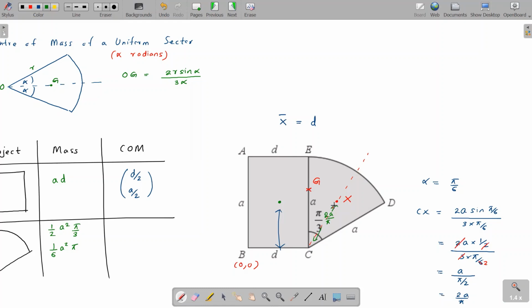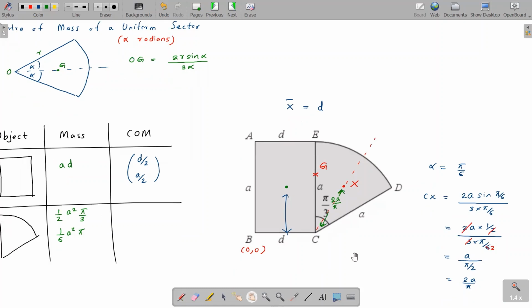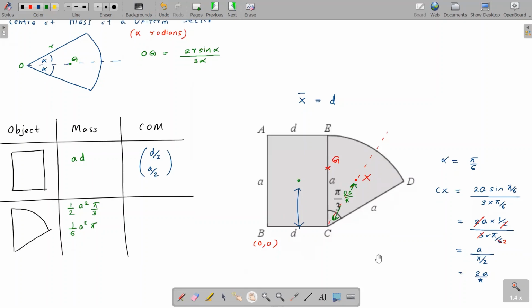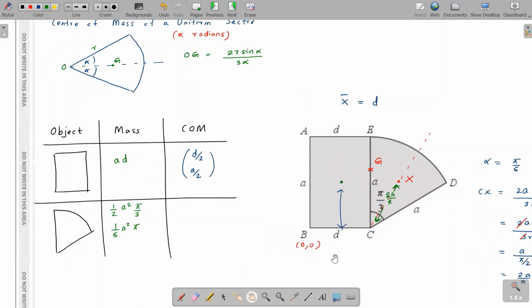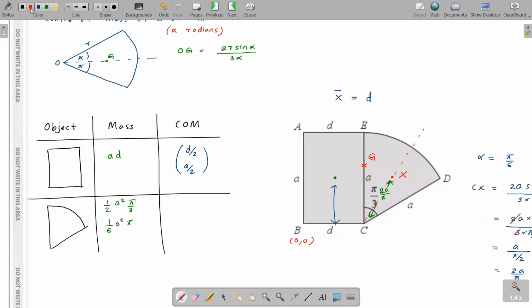Okay, 2a over pi. Okay, so then how do we get the x and y coordinates? Resolve. So when you resolve, you can get the x and y coordinates. So half of the angle here is pi over 6. So resolve by using pi over 6, so you can get your x and y coordinates.